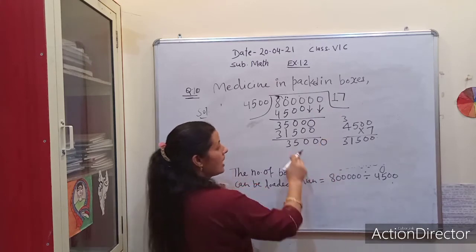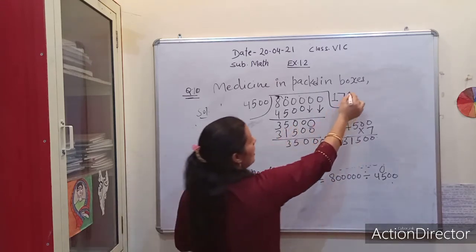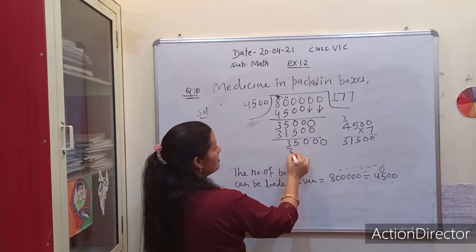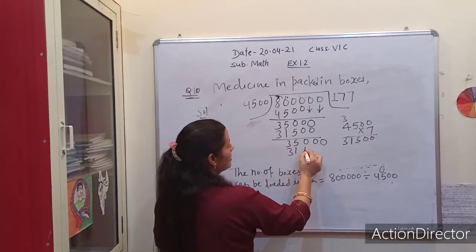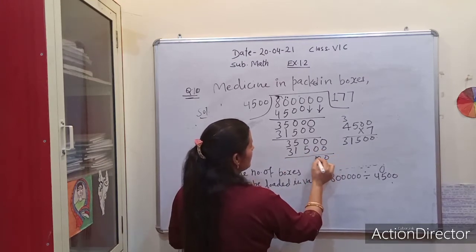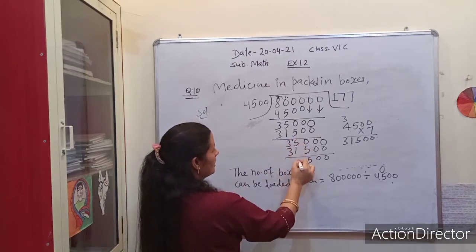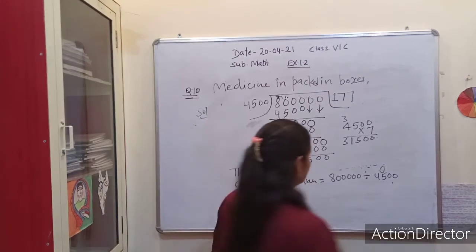Note down this 0. Again the same number, we got the same number 35,000. Now again we will divide it 7 times and it will become the same number we got. So now subtract it: 0, 0, 5. Here will be 4, here will be 4. It will become 3500.